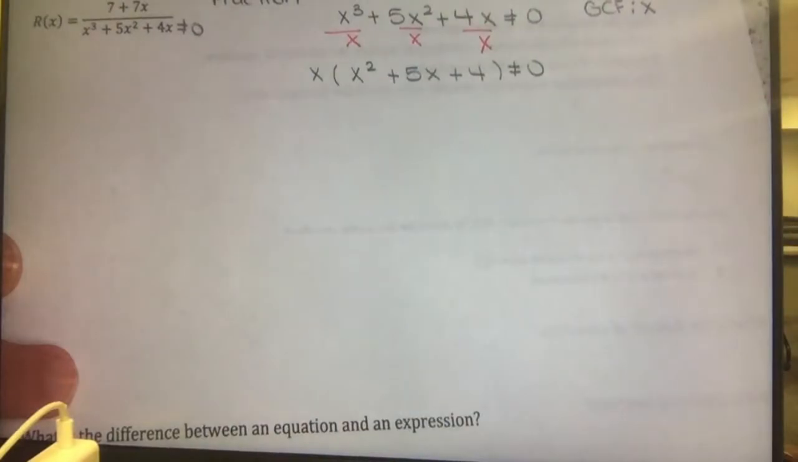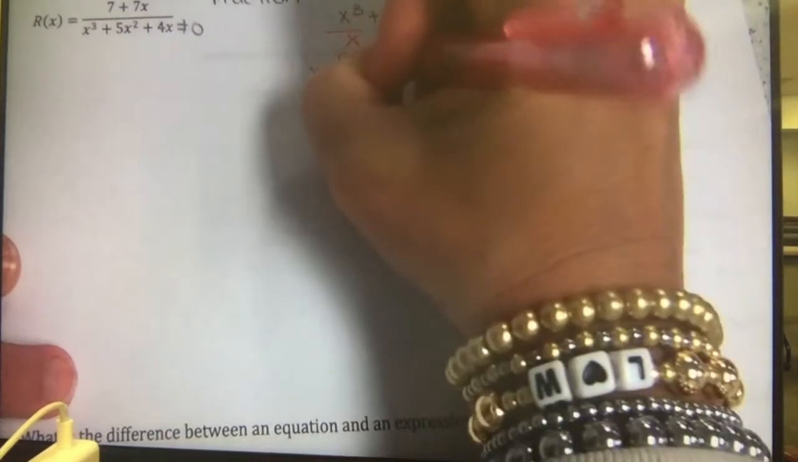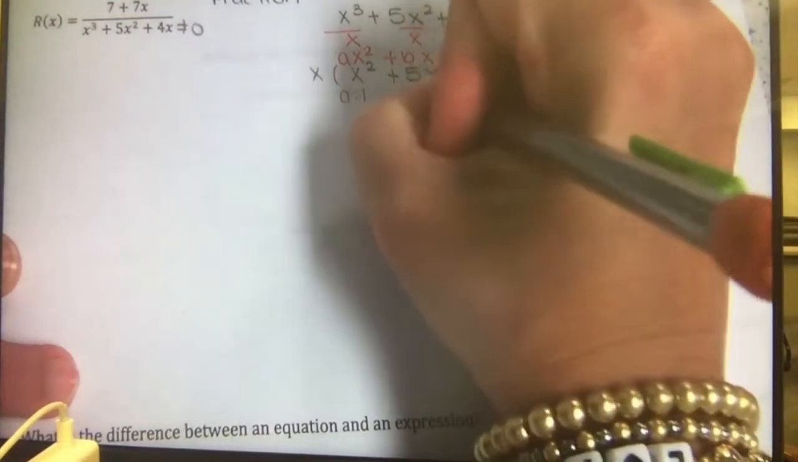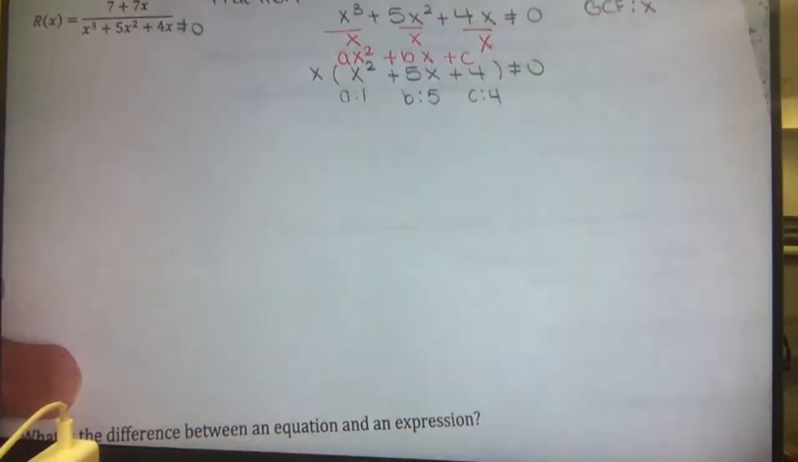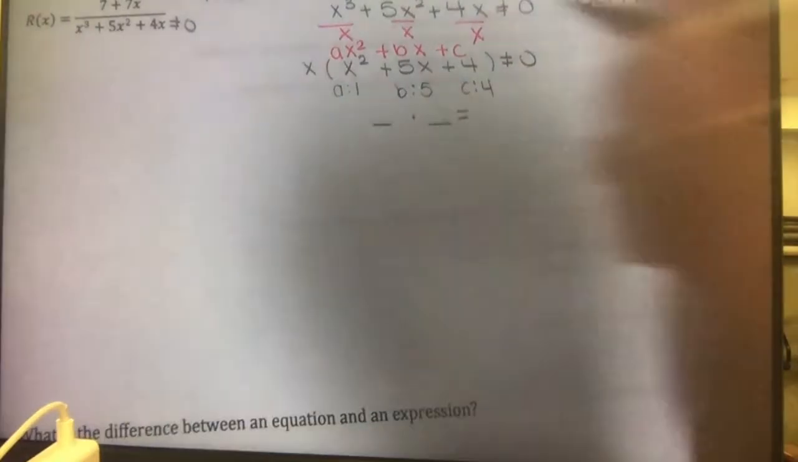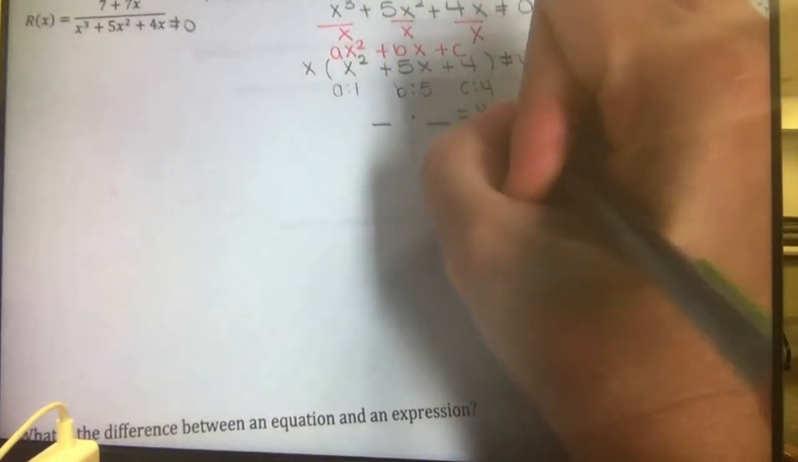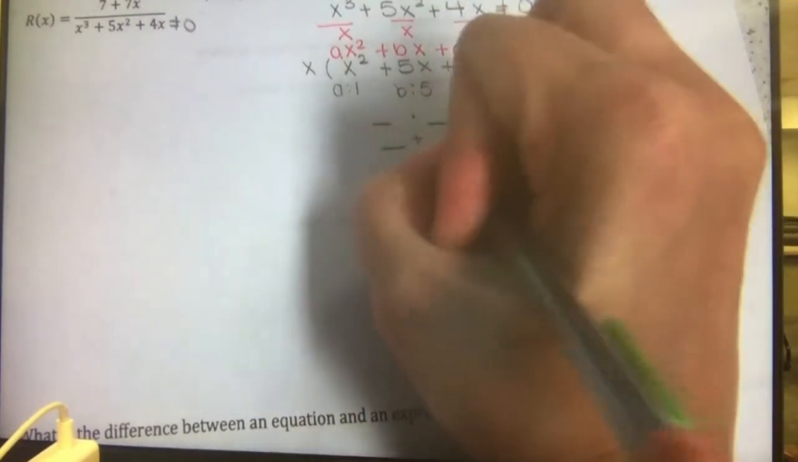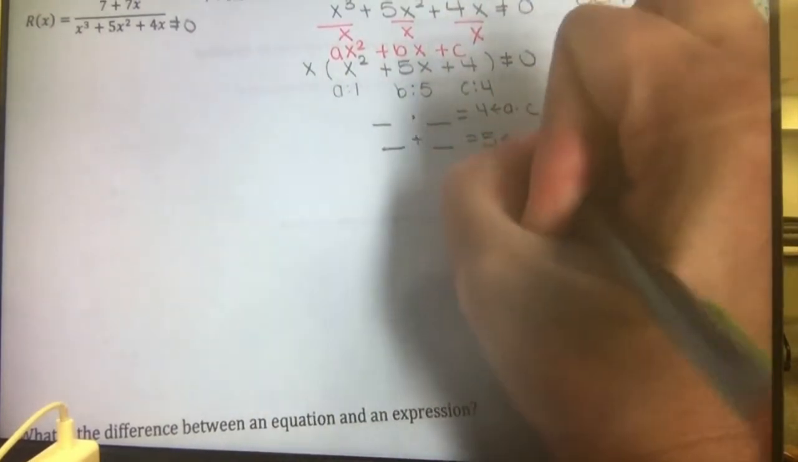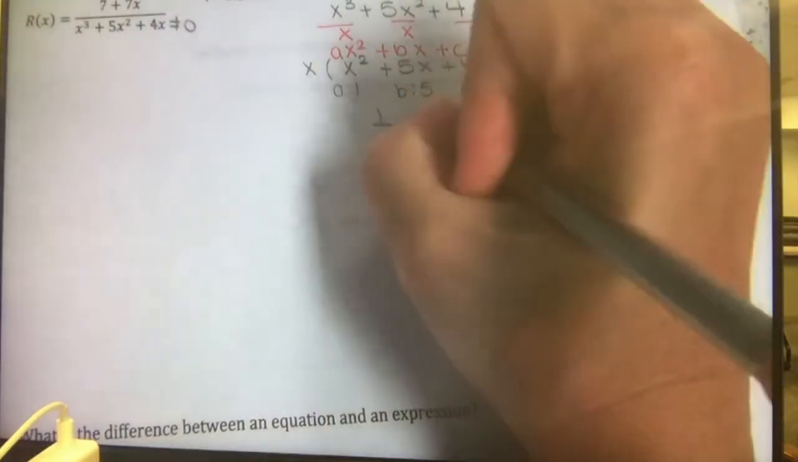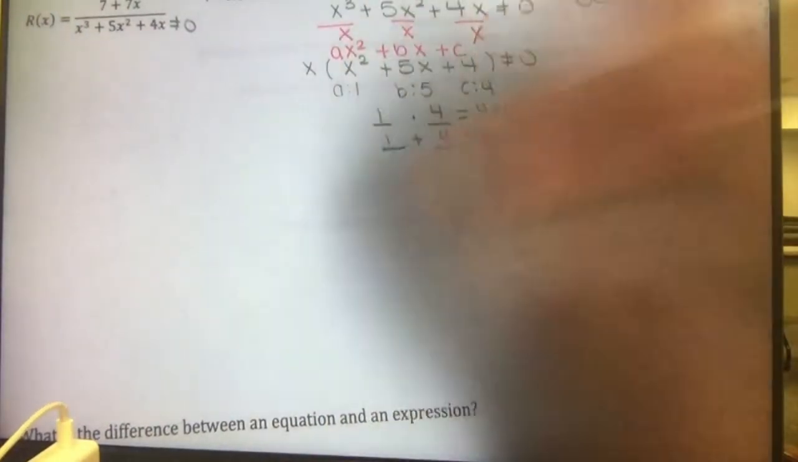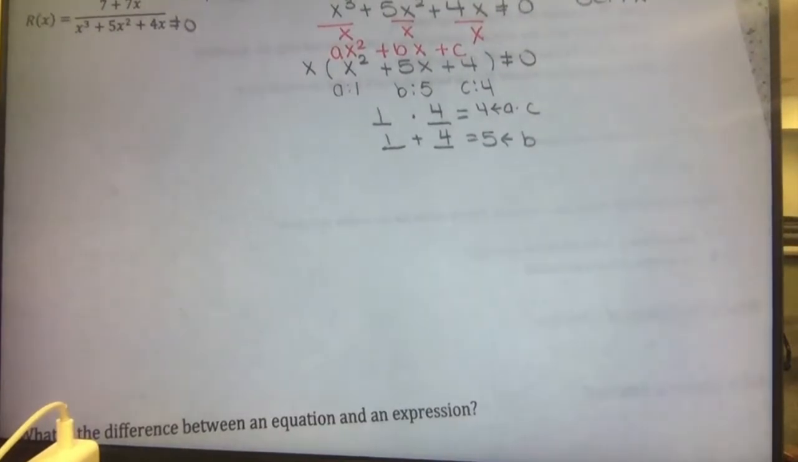So x is already done for us. We now need to factor this inside. Thankfully, it's in standard form for us, ax squared plus bx plus c. So that way we can see that our a value in front of x squared is positive 1, b in front of x is positive 5, and our constant on the end is positive 4. So we are looking for two numbers that multiply together to give us A times C, so 1 times 4, which is 4. And the same two numbers to add together to give me B, which is 5. So positive 1 and positive 4. 1 times 4 is 4. 1 plus 4 is 5.